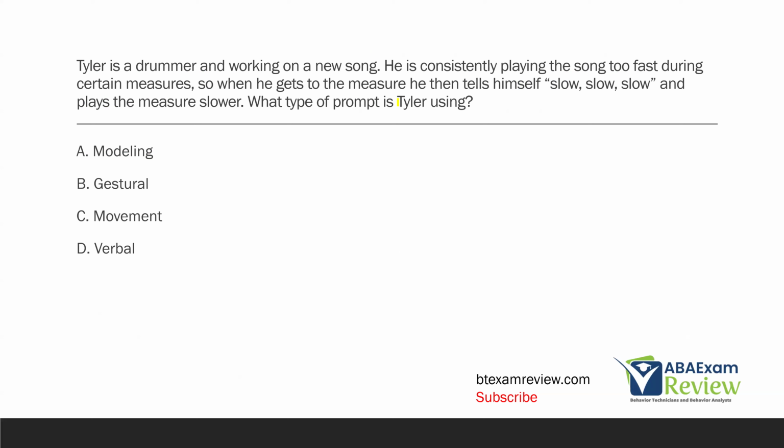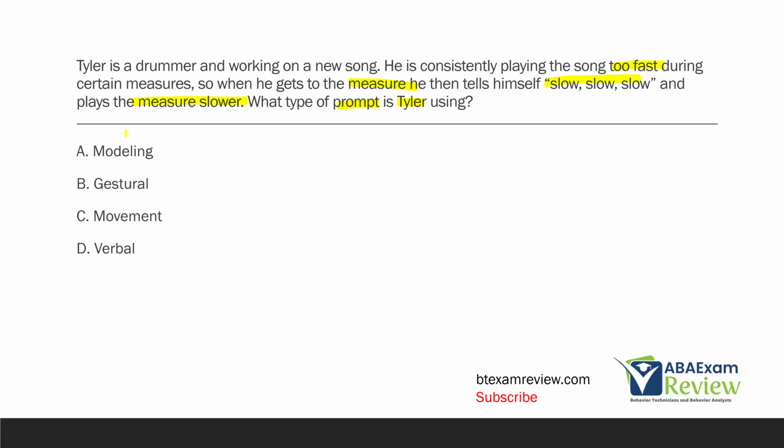All right, so let's think about Tyler here. We're looking at the prompt that Tyler is using. So we have to first identify the prompt and the scenario. We know Tyler's a drummer. He's working on a song, and he's playing it too fast. So he wants to slow down. When he sees the measure, which is our SD, he then prompts himself, slow, slow, slow, and then responds by playing the measure slower. So that prompt here is telling himself slow, slow, slow. So if Tyler is prompting himself by talking to himself, what type of prompt would that be?